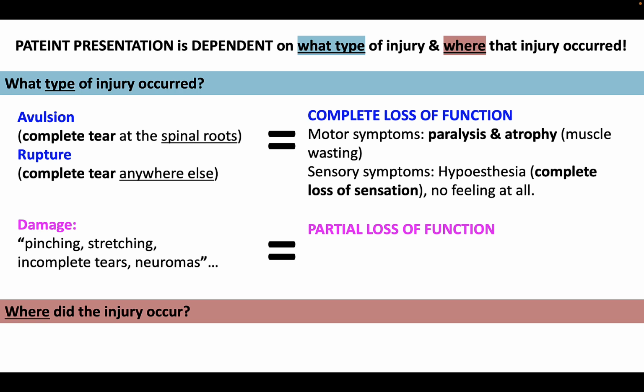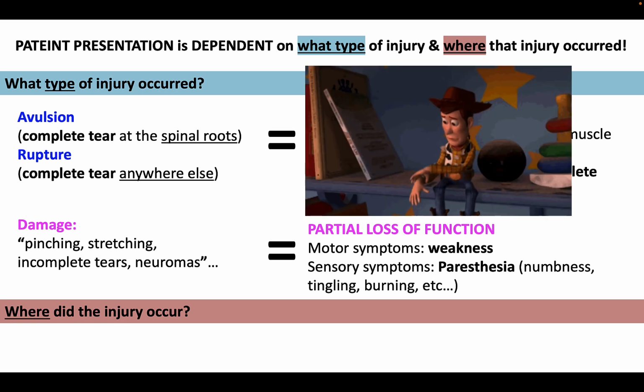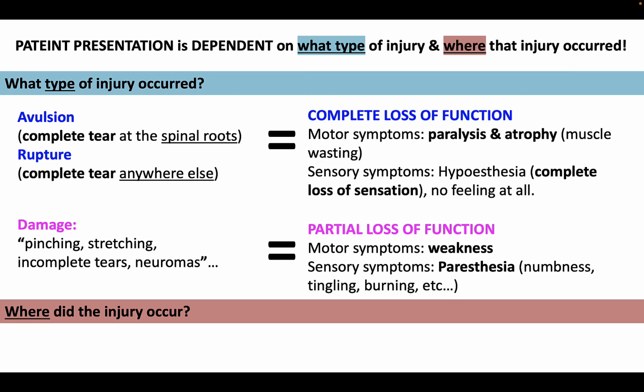Partial loss of function is very different. It just is weakness of the muscles that are affected and paresthesia of the skin that is affected, which is essentially numbness, tingling, a burning sensation, those sort of things that happen when you sleep on your arm funny. Technically, you've damaged the nerve temporarily, and that's why you have that pins and needles sensation. So you can see there are major presentation differences between complete tears and damage.